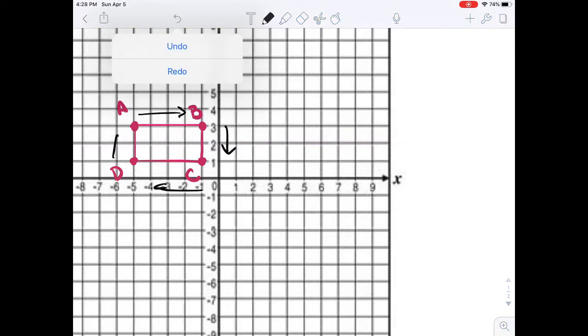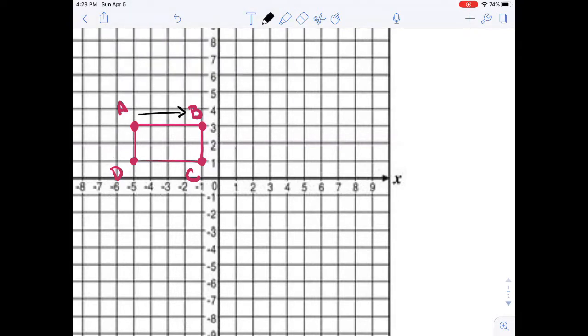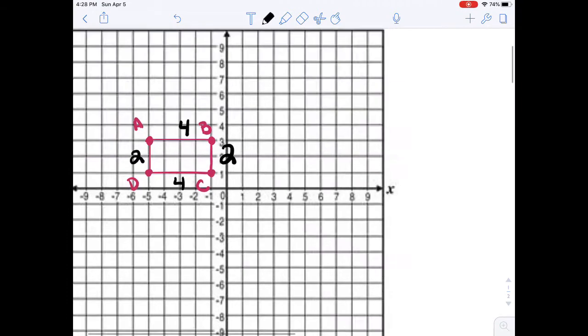Essentially, I need to figure out the length of each side. I can do this simply by counting. I could say this is 1, 2, 3, 4. This is 4 units long. This is 2 units long. A rectangle has opposite sides that are the same, so this will be 4 and this will be 2.